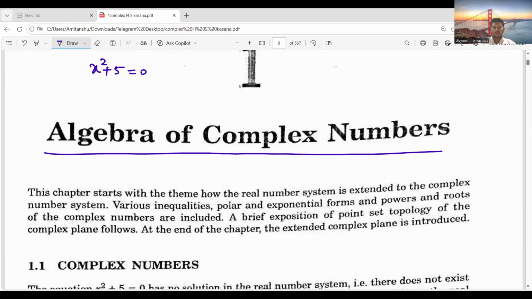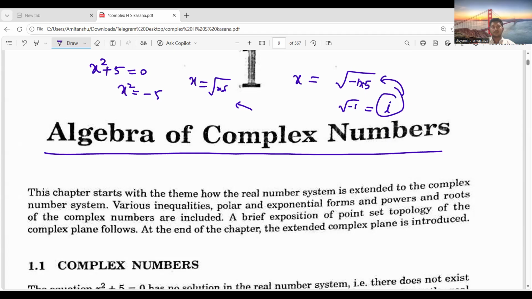Okay. I think this equation has no solution because when you try to solve like this it gives you x square equal to minus 5 and x is equal to under root minus 5. So maybe this has no solution. Then comes the requirement of complex numbers here. Because when you multiply with minus 1 and root minus 1, which is iota. So the requirement of complex numbers here is by using some imaginary number in algebraic form.